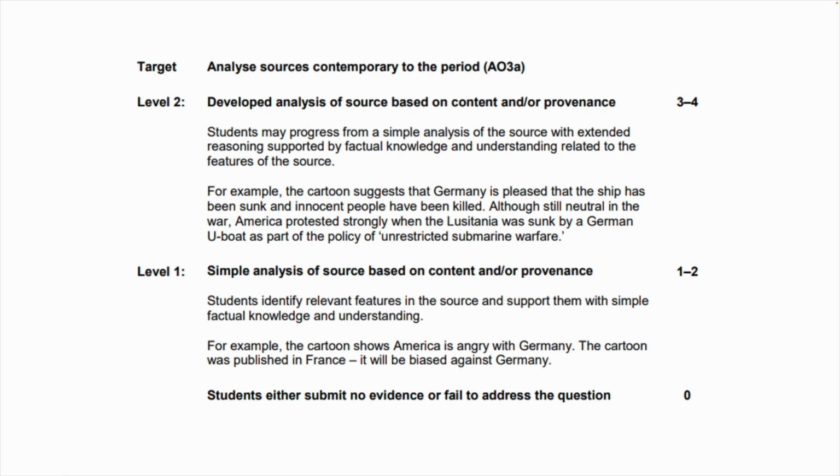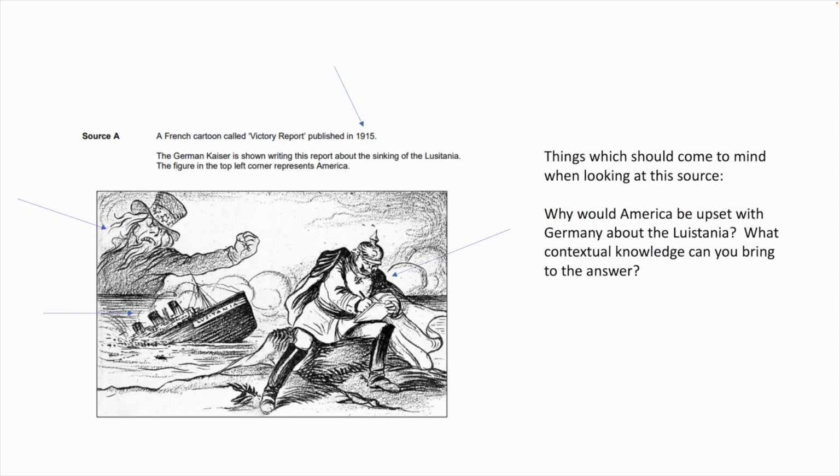So as you can see from level 2, what we really need to be doing is asking what do we know from our subject knowledge to help add to this source. So in my opinion, there's a couple of things you need to look at when it comes to this source. Why would America be upset with Germany about the Lusitania? So here we've got America very angry, and obviously we've got the Lusitania here. So why would America be so upset with Germany about the Lusitania? What do we know from our contextual knowledge that can help answer this question?